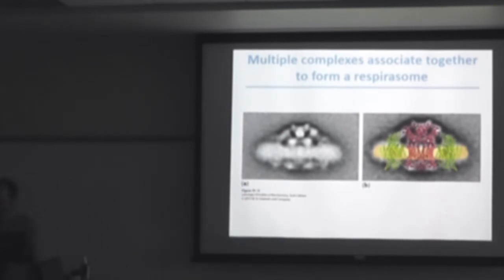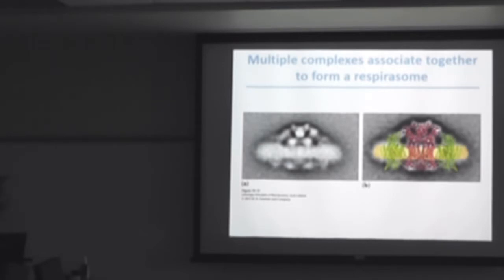This is what kind of image is this? I think it's an electron microscope. Yeah, this is from yeast, complexes 3 and 4 together, visualized by electron microscopy after staining with uranyl acetate.